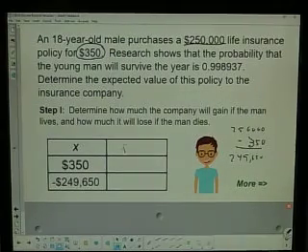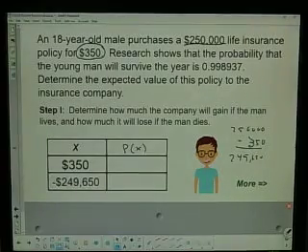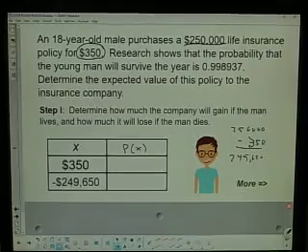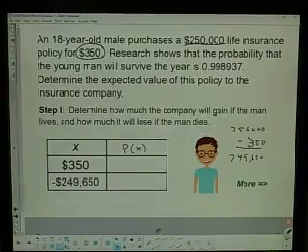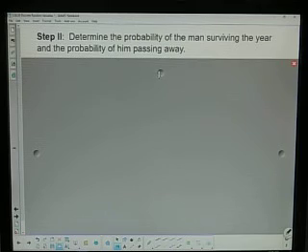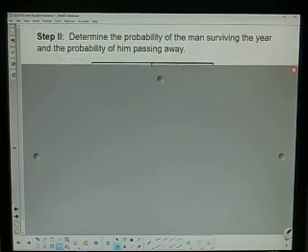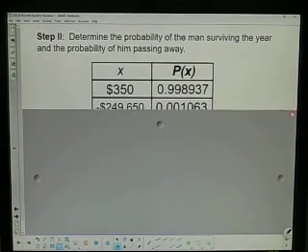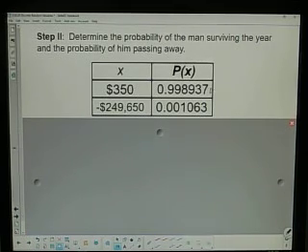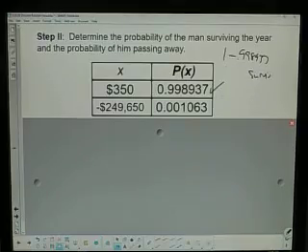But now we look at what the probabilities of that are. Well, the probability of the $350 versus the probability of the $249,650. If you figured that out already, great. If you didn't, here we go. Determine the probability of the man surviving the year. Well, the probability of surviving, we already said, was 0.998937. So the probability of passing away is 1 minus 0.998937. After all, you're either going to survive or you're going to pass on.